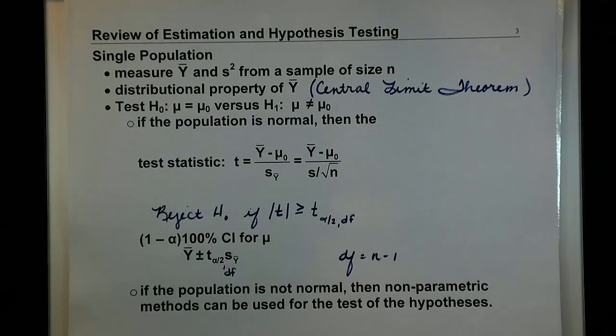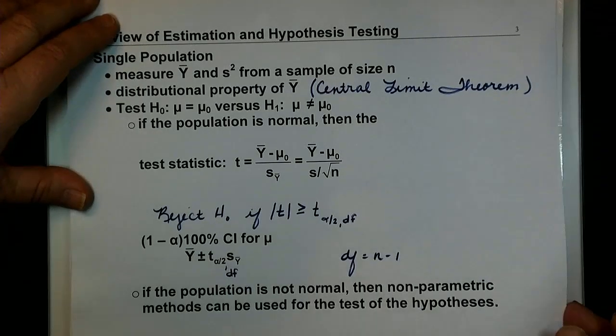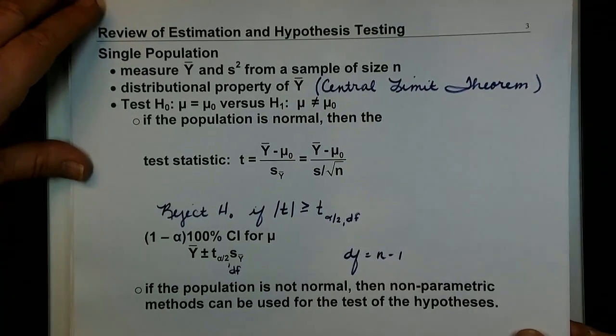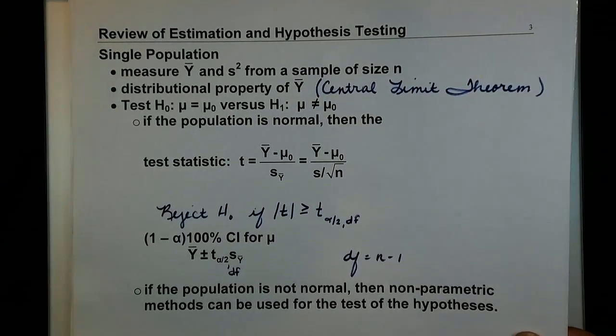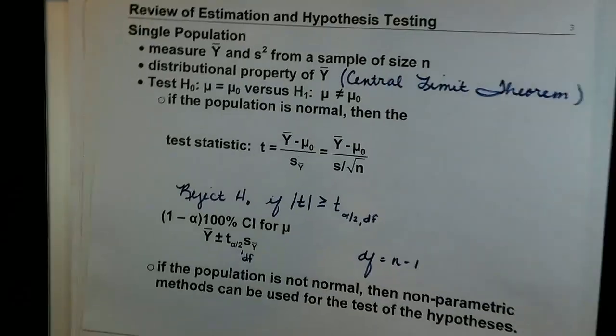Population is not normal. There are non-parametric methods that can be used for the test of hypotheses. You may or may not have examined those in the previous course. It's one of the things that may have looked a little different, whether you did any non-parametric examples or topics.